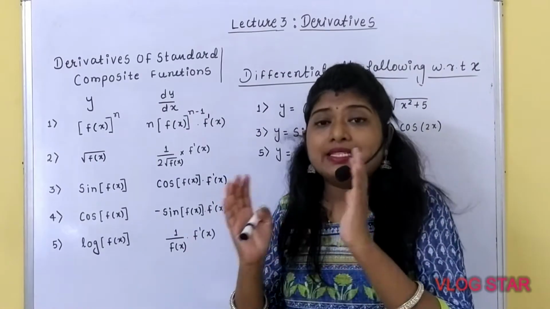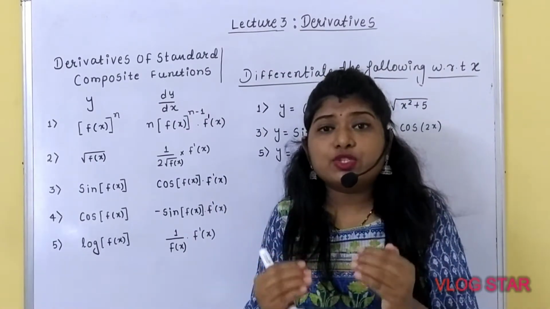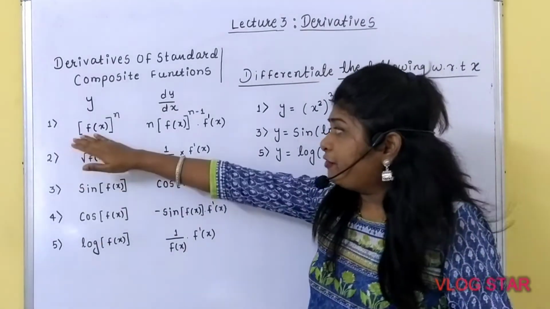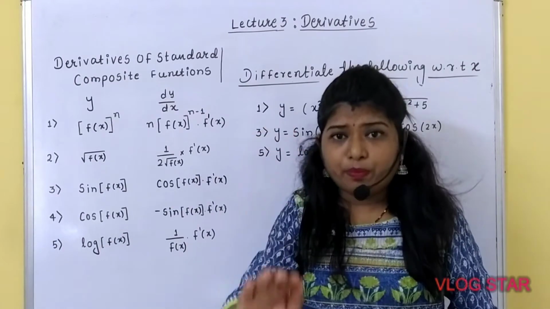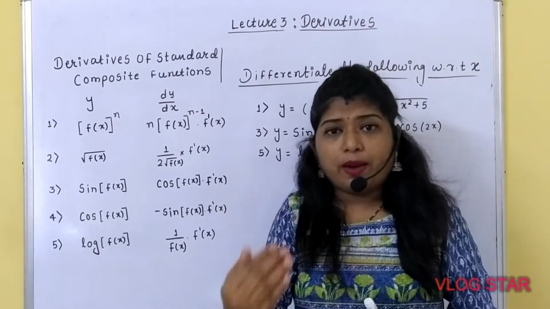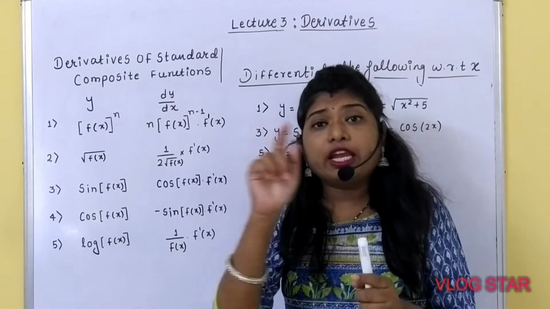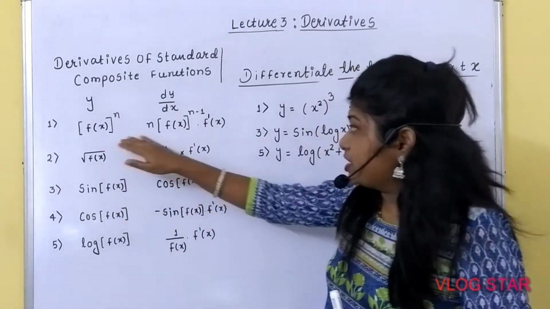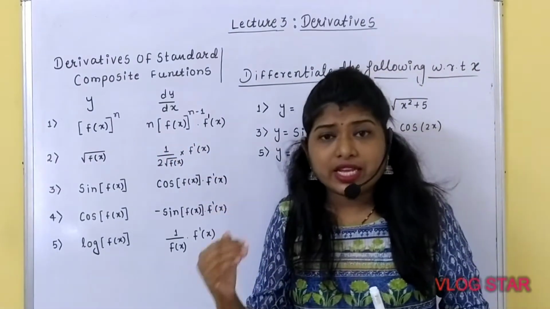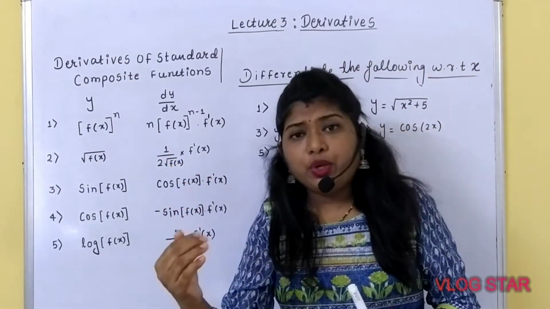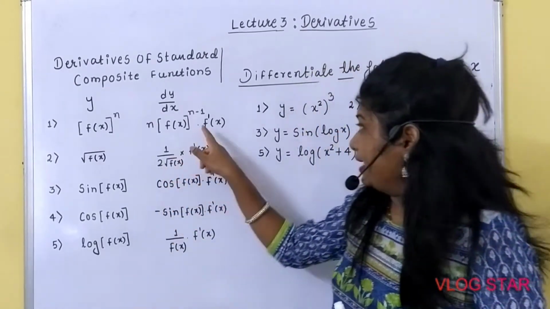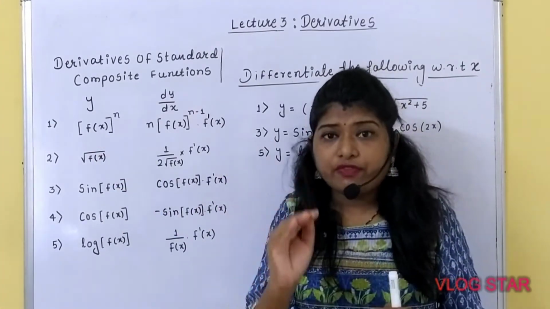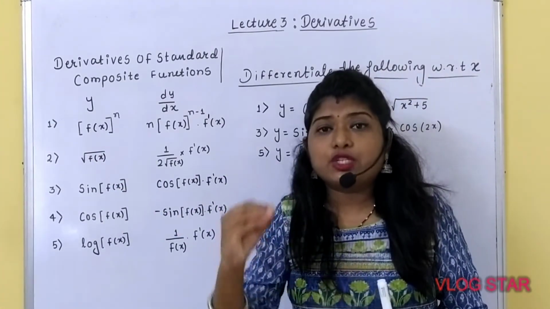f dash of x is represented by the derivative of that function with respect to x. Simply remember, if you need to take the derivative of a composite function, first apply the standard result, and then check what would be the derivative of f of x. So what is the formula? n into f of x raised to n minus 1 into the derivative of f of x, that is f dash of x. I hope you have understood the first composite formula, that is f of x raised to n.